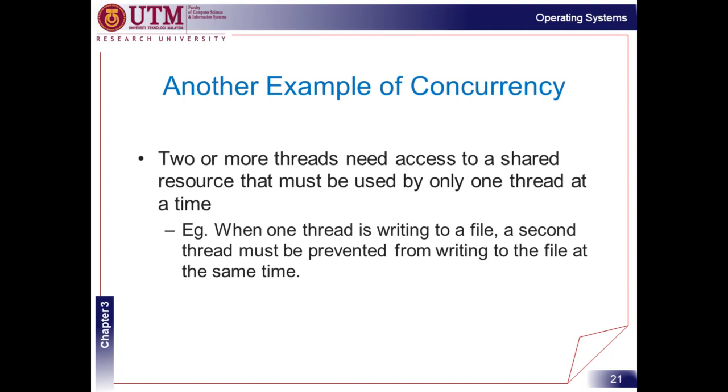For example, suppose that one thread is writing some data to a file on the disk. If another thread tries to write to the same file at the same time, it may overwrite or corrupt the data that the first thread is writing. This can lead to inconsistent or incorrect results in the file.